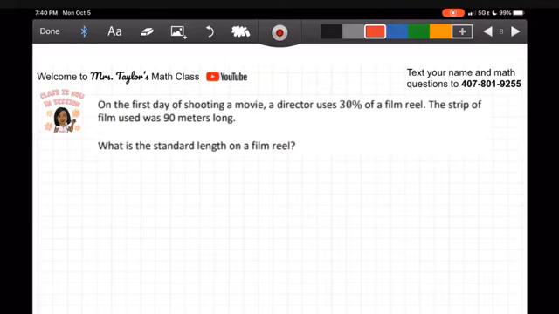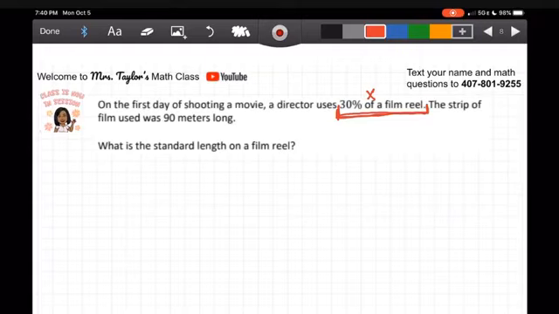So a director uses 30% of the film reel. Well, we got to figure out, well, what is this? This right here can be translated into a mathematical expression. 30% of, the word of means multiplication. And then the film reel, did they tell us how long that was? No, that's what we got to look for. Okay, so then it says the strip of the film used was 90 meters long.